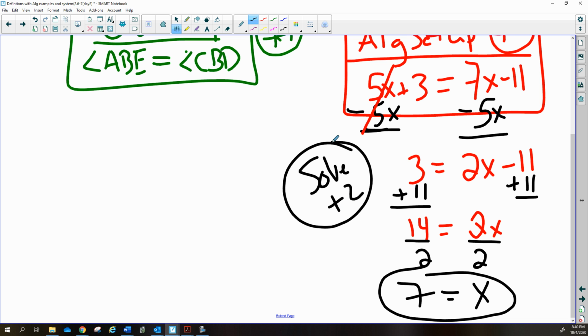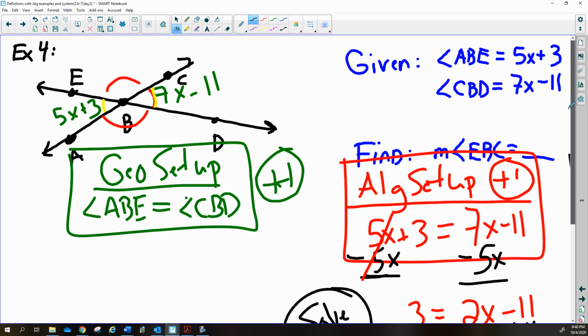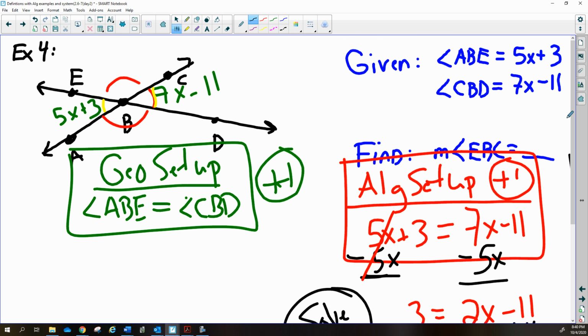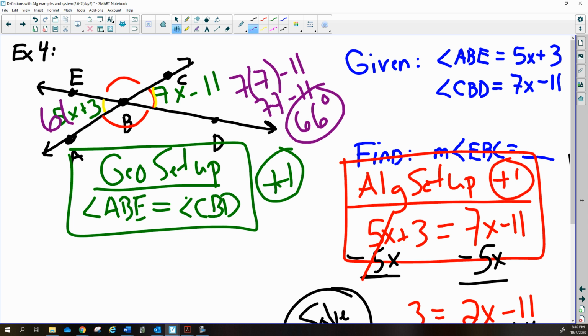And then finally, on our last little part, we were looking for angle EBC. Now, EBC does not have an algebra formula in it, but since we knew that x was 7, we should be able to plug into this x right here. So we have 7 times 7 minus 11. 77 minus 11 is 66. So both of these angles right here are 66 degrees because vertical angles have the same measurements.